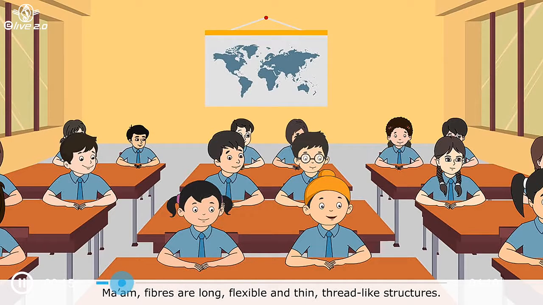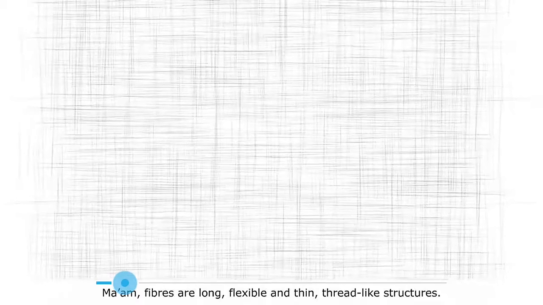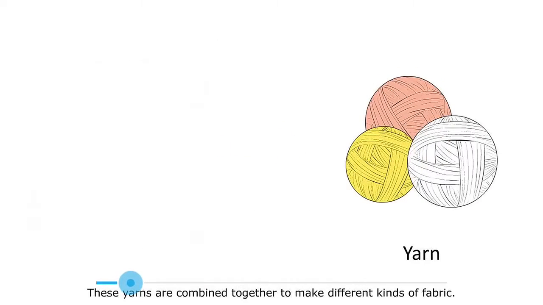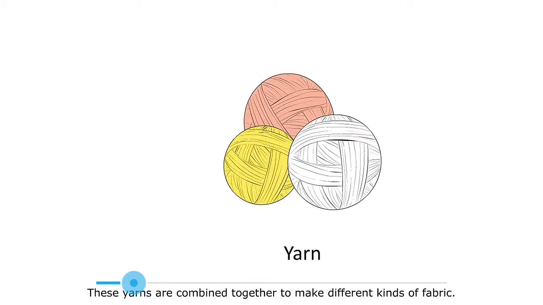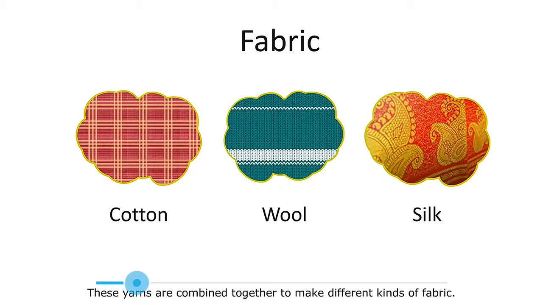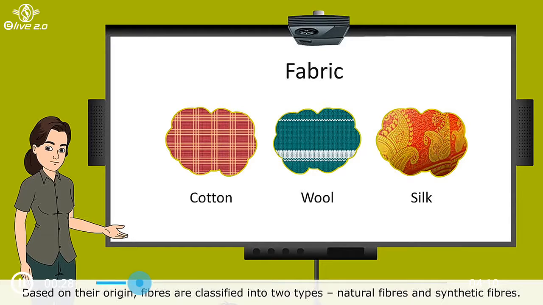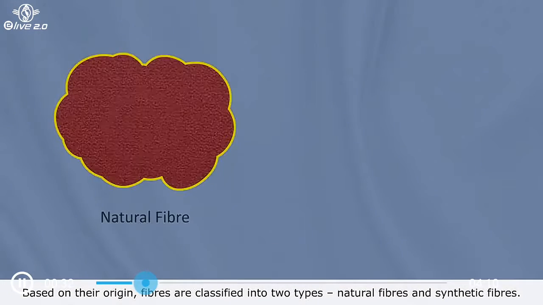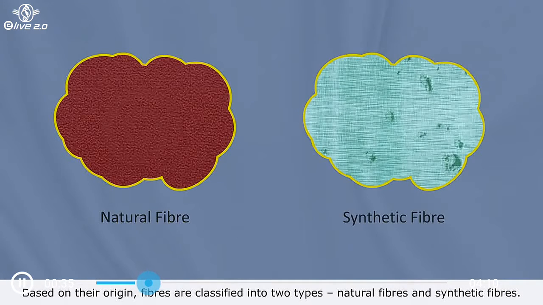Ma'am, fibers are long, flexible and thin, thread-like structures. They are used to make yarns. These yarns are combined together to make different kinds of fabric. You are right, Jack. Based on their origin, fibers are classified into two types, natural fibers and synthetic fibers.